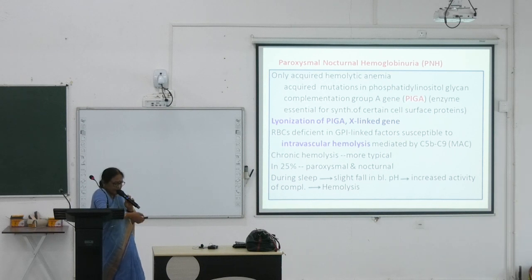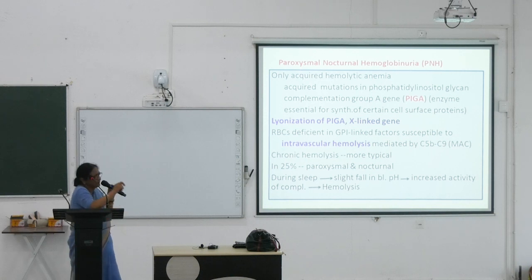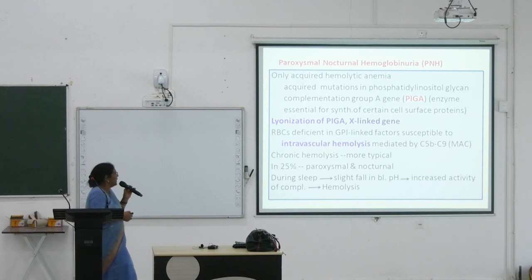বলছে during sleep the pH of the blood just falls a bit, অল্প একটু fall in the pH of the blood হয়, and there is activation of the complement system, which leads to hemolysis of the RBCs. So this is a very nutshell of the PNH, and there is intravascular type of hemolysis.